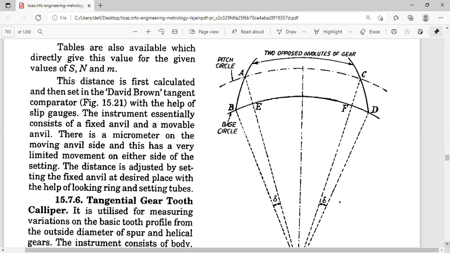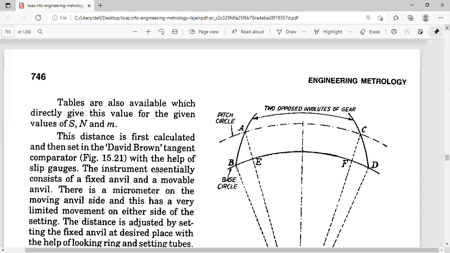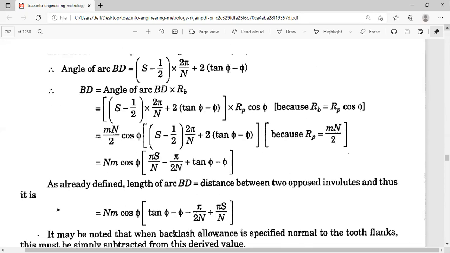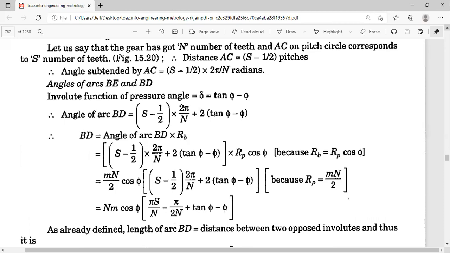So just try to see this diagram also, because there's another slide. Just try to practice. So, the angle of arcs BD: already we derived the involute function of the pressure angle fundamentally in the first or second class. Delta is equal to tan phi minus phi. And what is the angle of arc BD? It is nothing but the angle subtended by AC plus twice the involute function of the pressure angle, where the involute function delta is equal to tan phi minus phi.